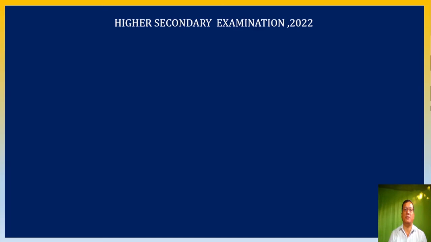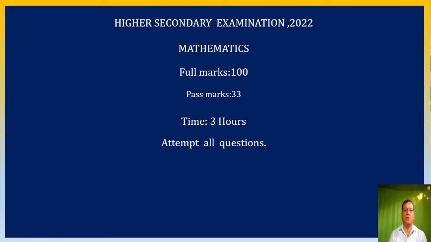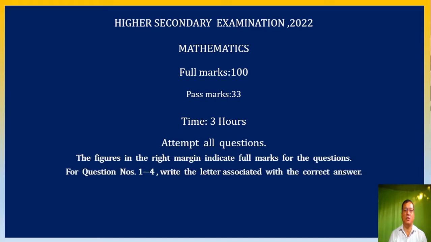Higher Secondary Examination 2022. Mathematics, full marks 100, pass marks 33, time 3 hours, attempt all questions. The figures in the right margin indicate full marks for the questions. For question numbers 1 to 4, write the letter associated with the correct answer.